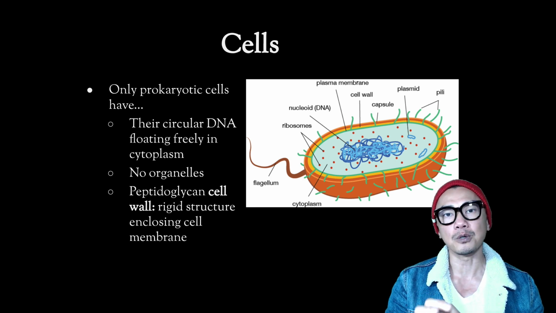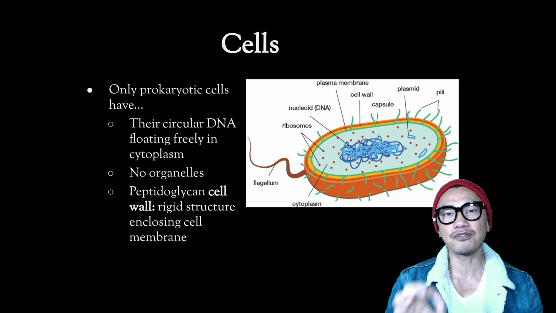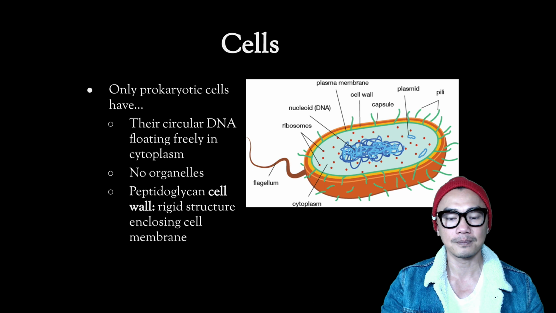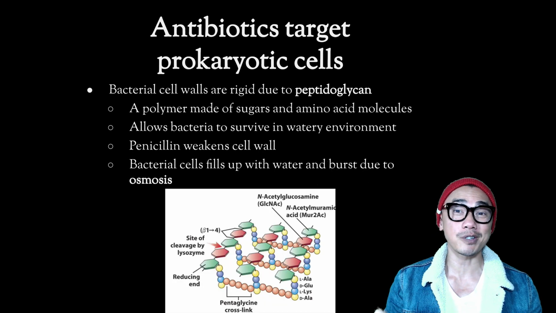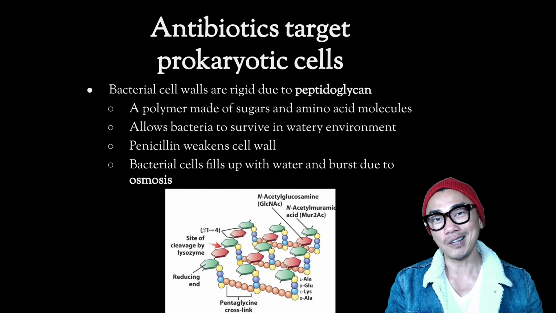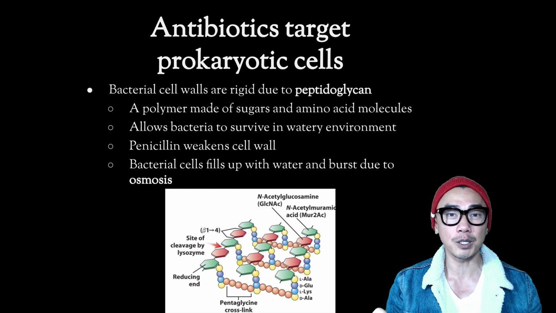Peptido refers to amino acid elements of the cell wall, and glycan refers to monosaccharide sugar elements of the cell wall. Peptidoglycan is what makes bacterial cells rigid. Peptidoglycan is a polymer made up of sugar and amino acid molecules.